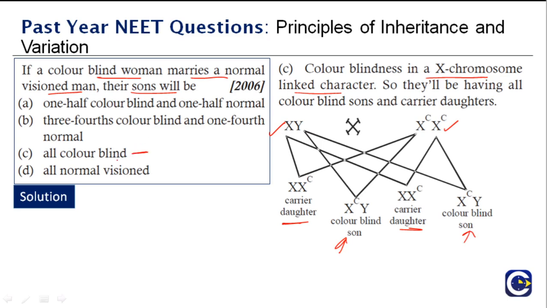All color blind, because they asked about the sons. It is very obvious that if the mother has a particular disease that is X-linked, the son will also have the disease, because from the father he takes the Y chromosome and from the mother he will definitely take one of the X chromosomes, and because in the mother it is a homozygous condition, both the X chromosomes will be mutated. Therefore the right answer is C. All the sons will be color blind and all the daughters will be carriers.